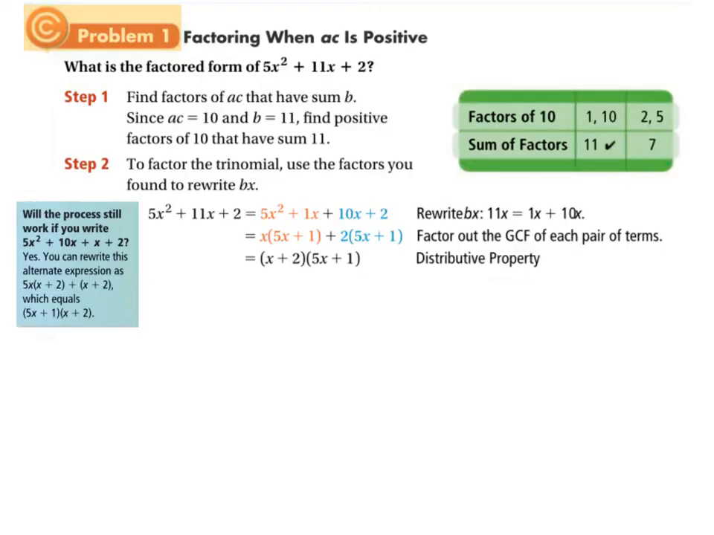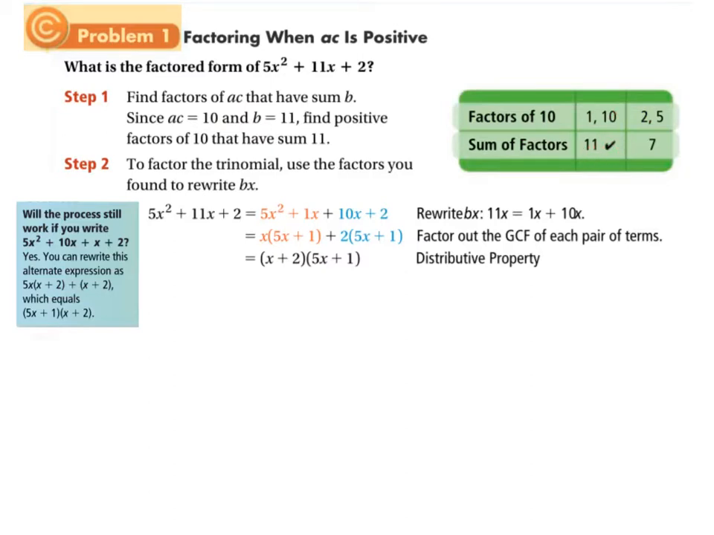Okay, let's check out how they did this problem. They're saying when AC is positive, if you take this trinomial, and they say what is the factored form of it, you take A, 5, you take C, 2, 5 times 2 is 10, and that number is a positive number, okay? So find the factors of AC, A times C, 5 times 2, that sum up to be this middle number, 11. Since AC is 10, and B is 11, we need to find positive factors of 10 that have a sum of 11. So what numbers make 10? 1 times 10, that adds to 11. 2 times 5, that adds to 7. We want it to add to 11. So we want 1 and 10.